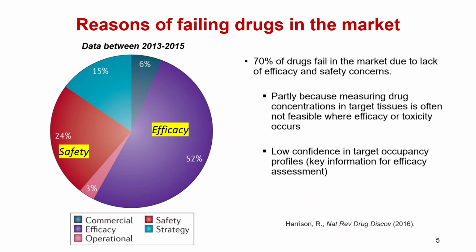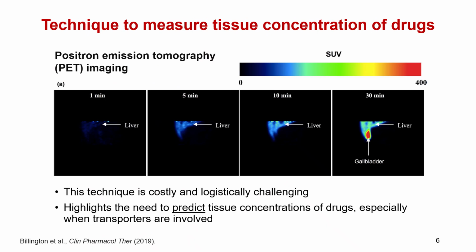One of the techniques to measure tissue concentration of drugs include positron emission tomography or PET imaging. As shown in the figures here, the PET imaging can be used to calculate the standard uptake values or the SUV index, and it can be done throughout all the tissues. However, this technique is costly and also logistically challenging. This highlights the need to predict tissue concentrations of drugs, especially when transporters are involved.